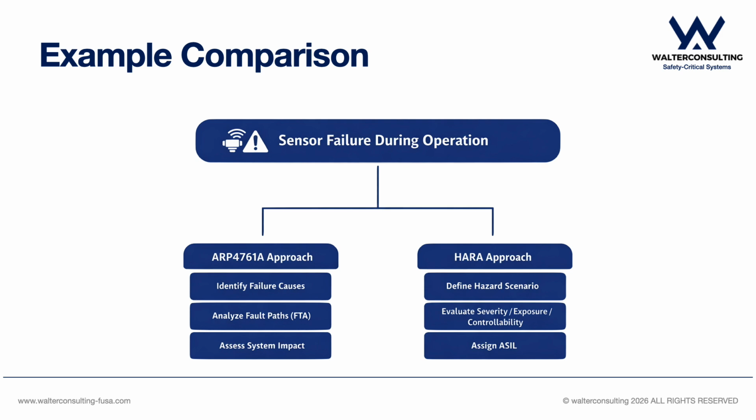In automotive, the same situation would be handled differently. The hazard scenario would be defined. Then the risk would be evaluated based on severity, exposure, and controllability. And finally, an ASIL level would be assigned. This example shows how the same problem is approached differently.